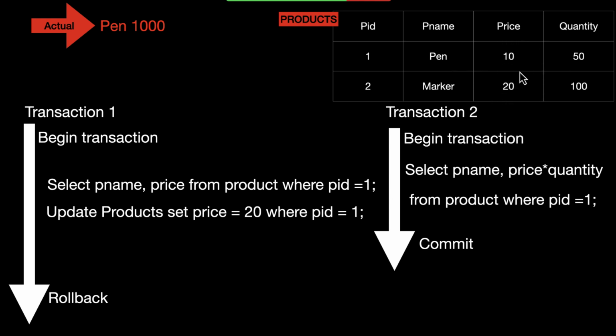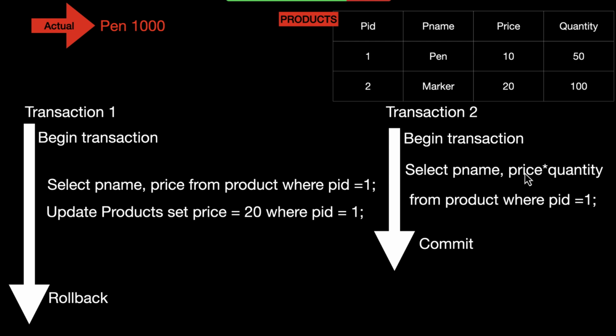Now the price is 10. Now think, you are generating a report or a PDF by reading this particular value, and your PDF says pen and total stock price which is available is 50 into 10, there should be 500, but in the report that you have generated for your client, it says 1000 because of this guy.